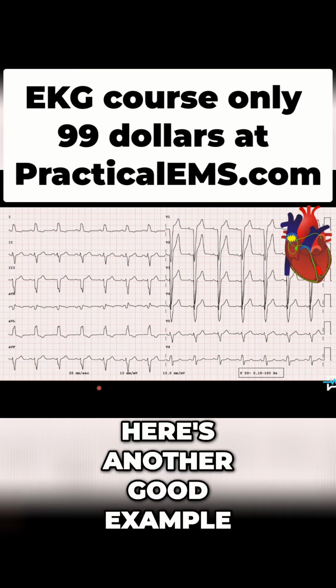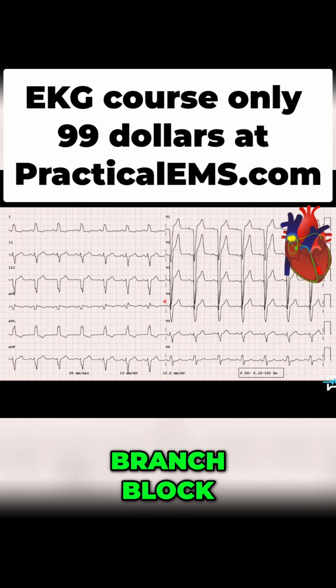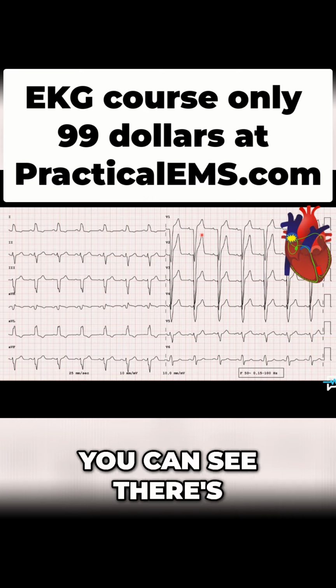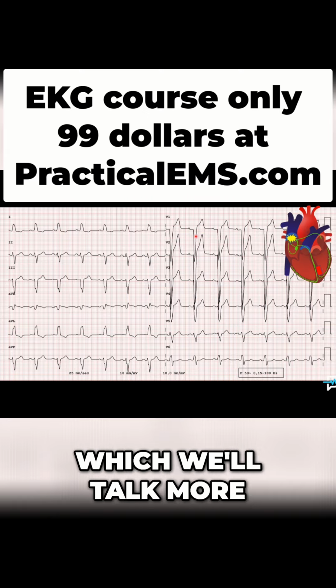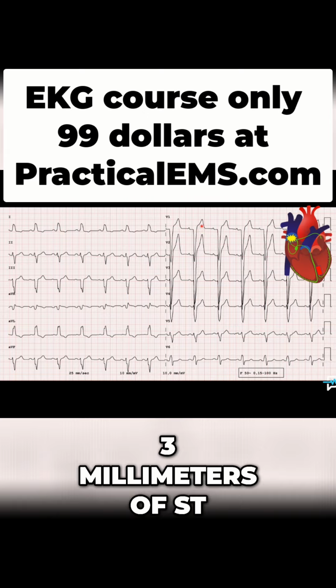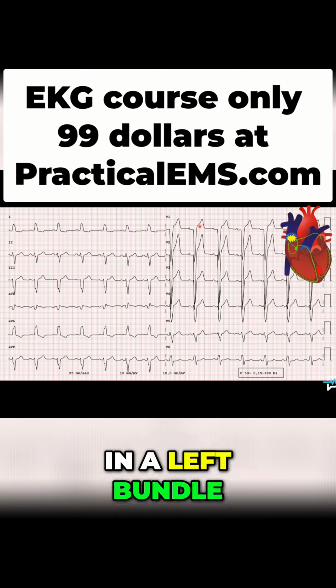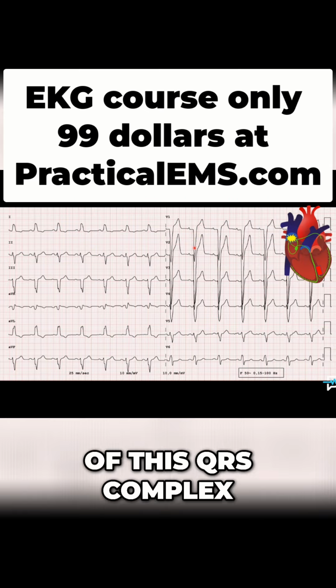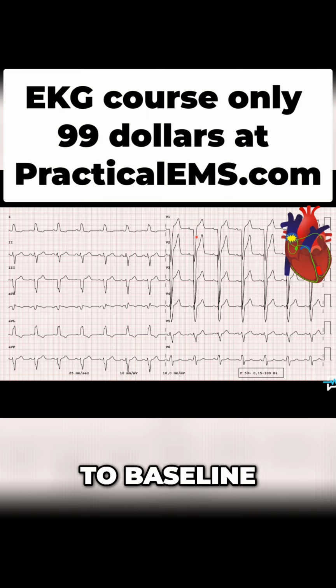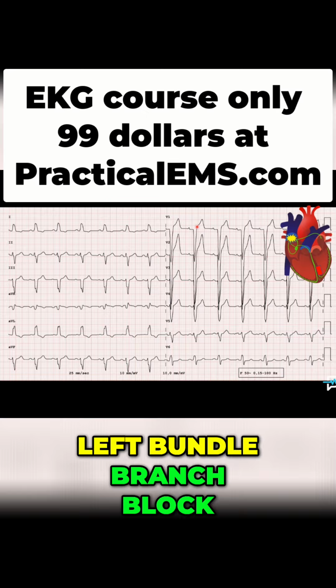So here's another good example of a left bundle branch block. Especially if you look at V1, you can see there's this ST elevation, which we'll talk more about later, but there's 2 or 3 millimeters of ST elevation, and that's normal in a left bundle branch block. It's very common. But if you look at the terminal forces of this QRS complex, they are ascending back to baseline, which is hallmark for left bundle branch block.